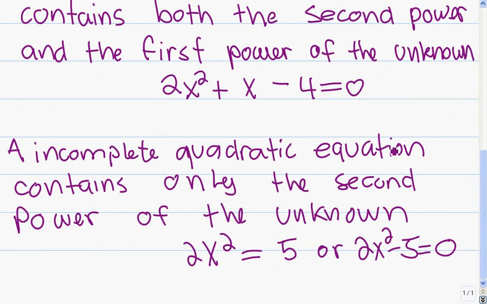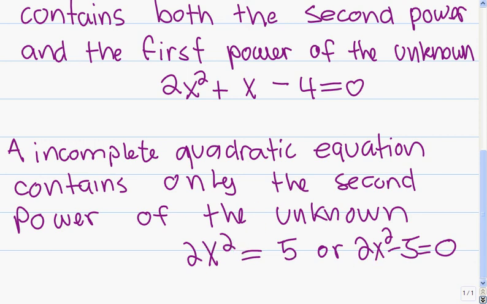An incomplete quadratic equation contains only the second power of the unknown. So these two are examples of an incomplete quadratic equation. It only has one variable and it's raised to the second power. It doesn't have another variable raised to the first power. So an incomplete quadratic equation only has one variable raised to the second power.